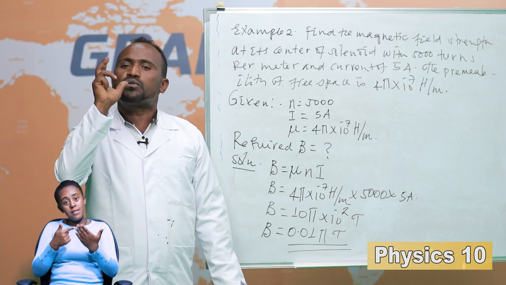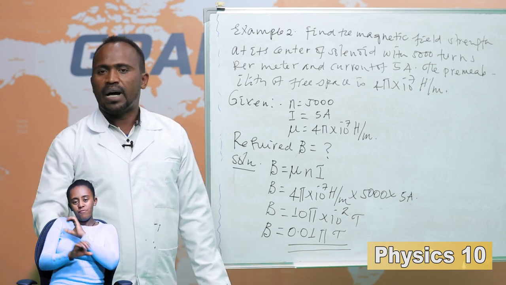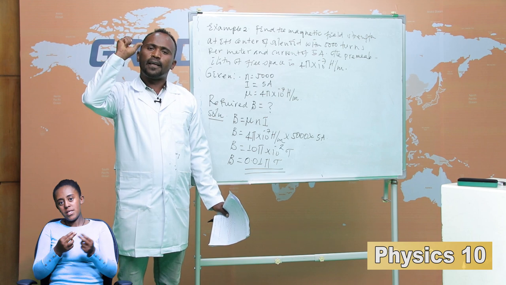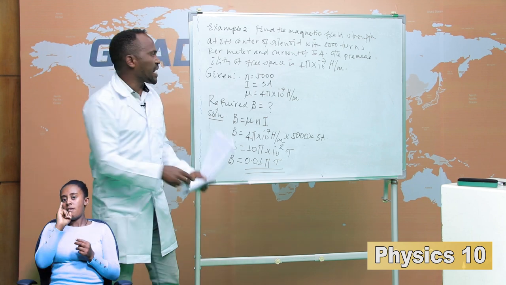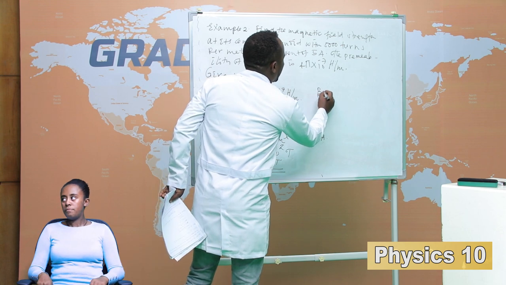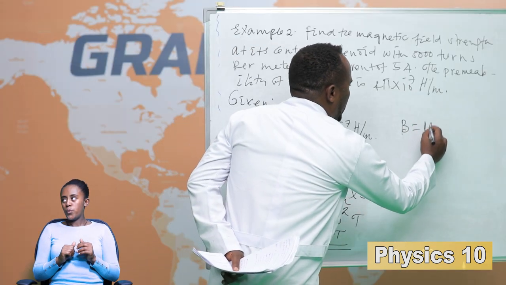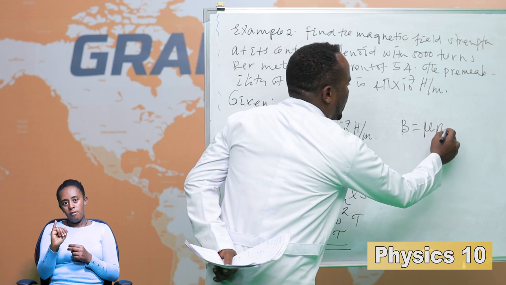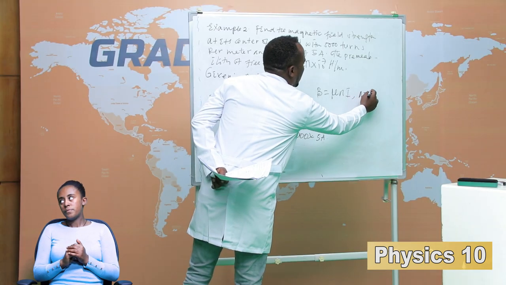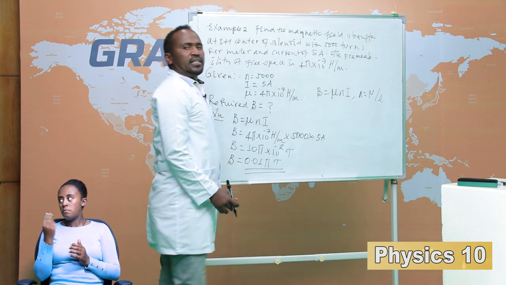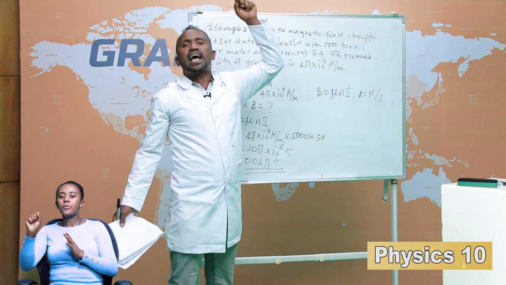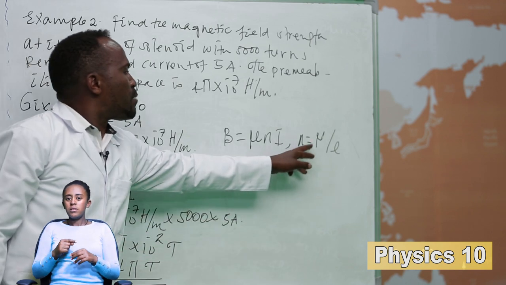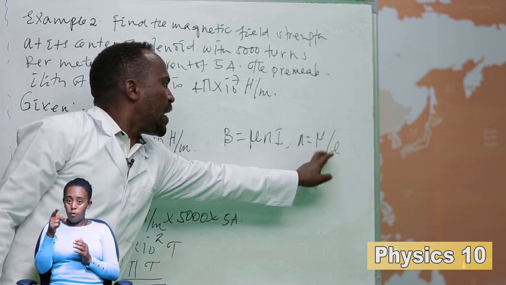Under this, we solved problems concerning the formula. Mathematically, the magnetic field strength is equal to the permeability of free space times the number of turns of the wire times the current. When we express it by formula, B equals mu naught times n times I, where n is N over L. This capital L is the length, so the number of loops divided by the length of the wire gives us this small n. Always, this is given by N over L.